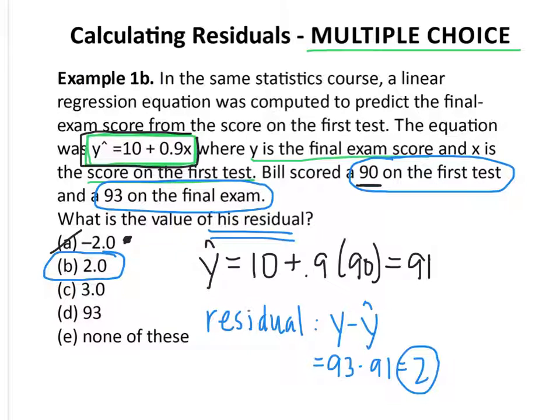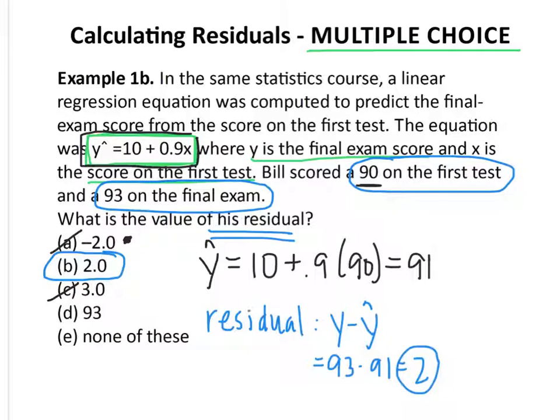C is another distractor because it's taking his final exam score and subtracting the score on his first test. So you have to use this formula. You have to first find y hat. You can't just subtract these two, but that's what answer C was hoping that you would do to be distracted.